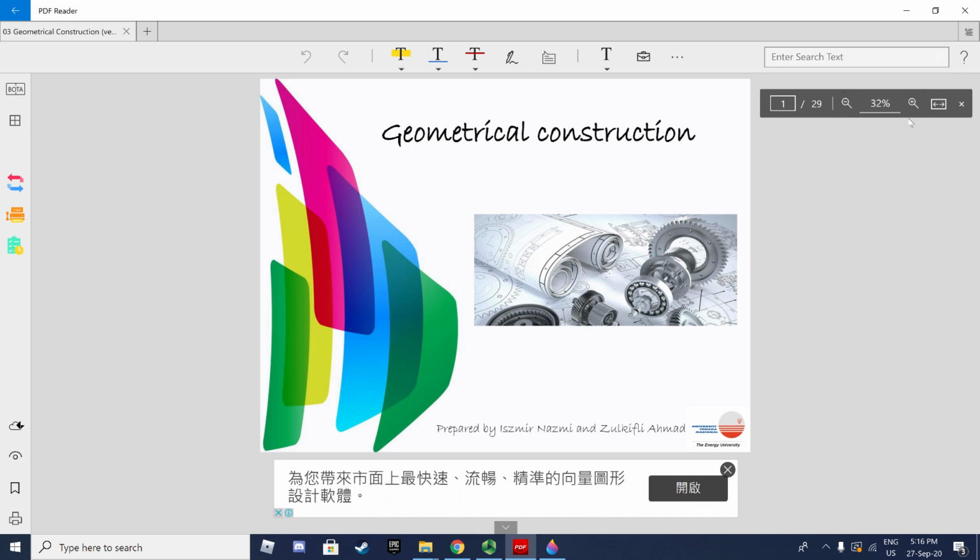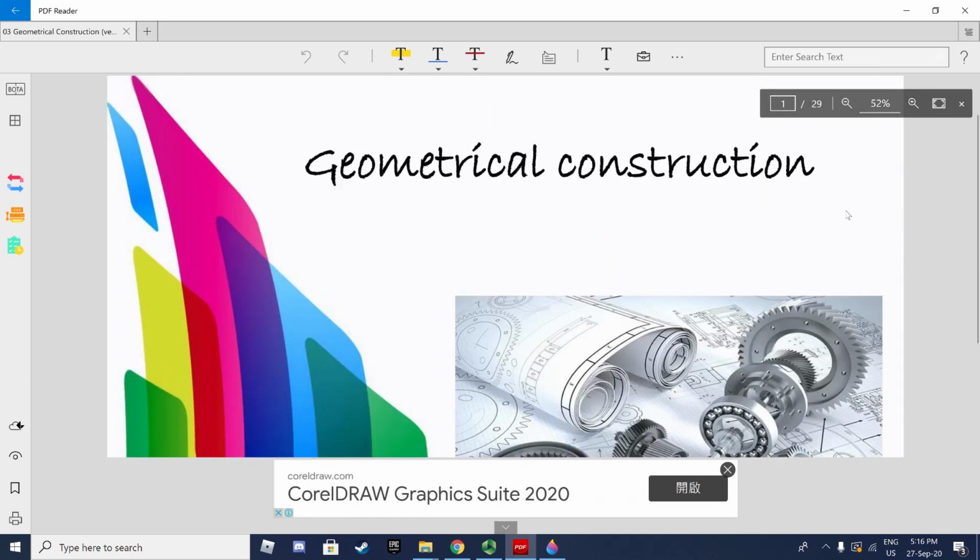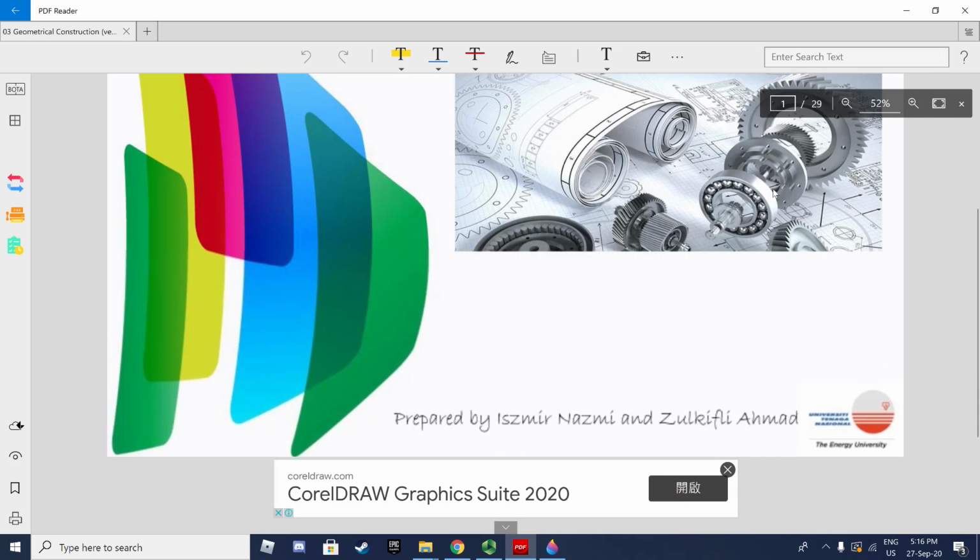Okay, I would like to share with you the lecture for the third week content, which is the geometrical construction. If you go through the slides here, you should be able to do assignment number 3. But to lead you on how to do the geometrical construction, you can refer to these lecture notes.